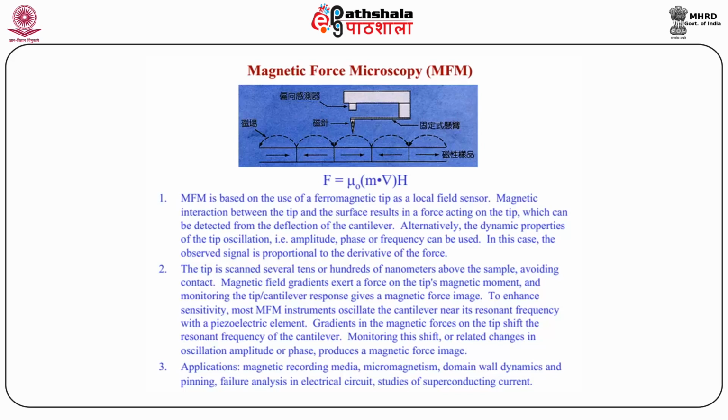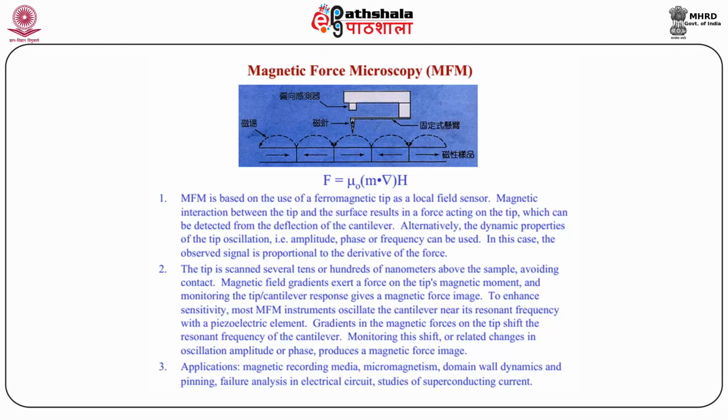MFM is based on the use of a ferromagnetic tip as a local field sensor. Magnetic interaction between the tip and the surface results in a force acting on the tip, which can be detected from the deflection of the cantilever. Alternatively, the dynamic properties of the tip oscillations, that is amplitude, phase, or frequency, can be used. In this case, the observed signal is proportional to the derivative of the force. The tip is scanned several tens or hundreds of nanometers above the sample, avoiding contact. The magnetic field gradient exerts a force on the tip's magnetic moment, and monitoring the tip or cantilever response gives a magnetic force image. To enhance sensitivity, most MFM instruments oscillate the cantilever near the resonant frequency with a piezoelectric element.